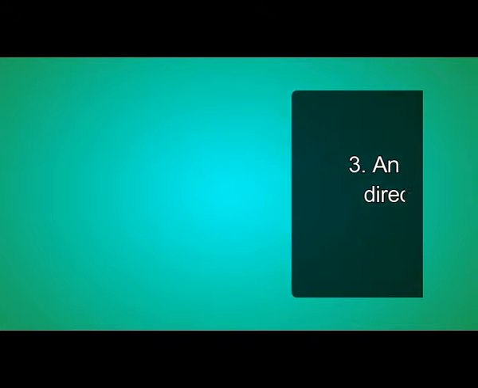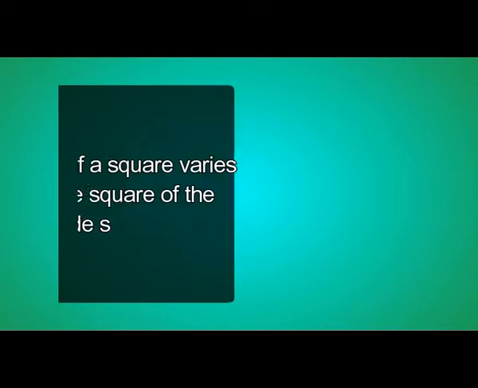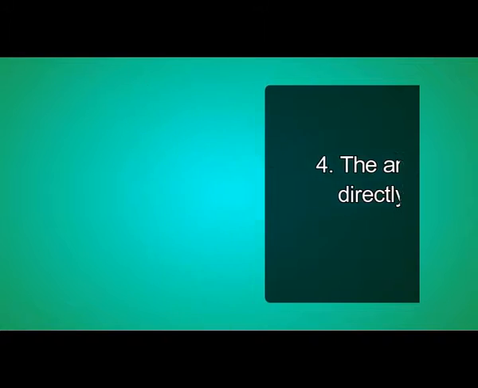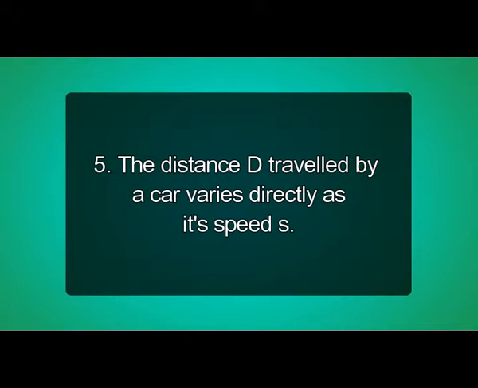Write an equation for the following statement. Number 4. The area A of a square varies directly as the square of its side S. Write an equation for the following statement. And lastly, number 5. The distance d traveled by a car varies directly as its speed S. Write an equation for the following statements.